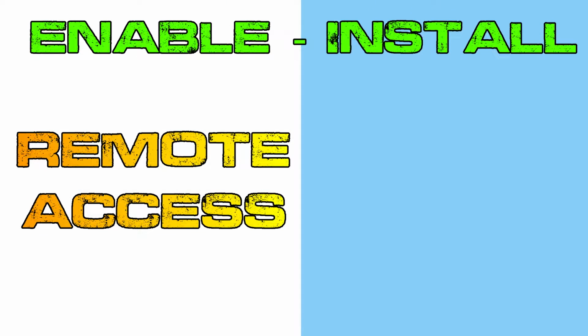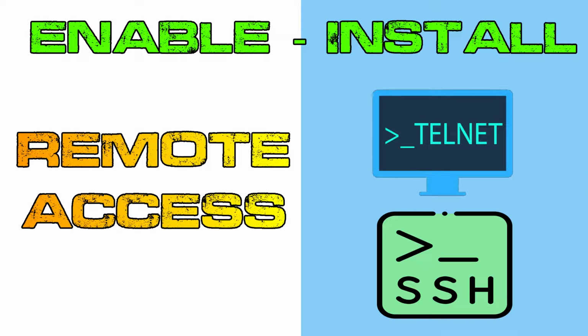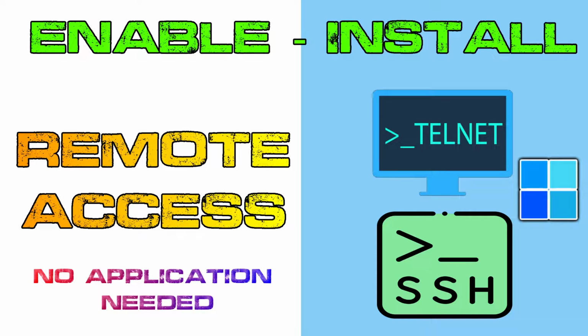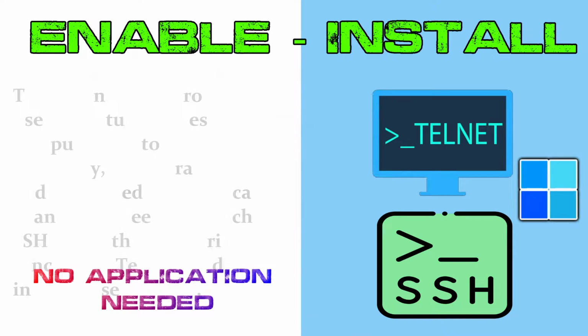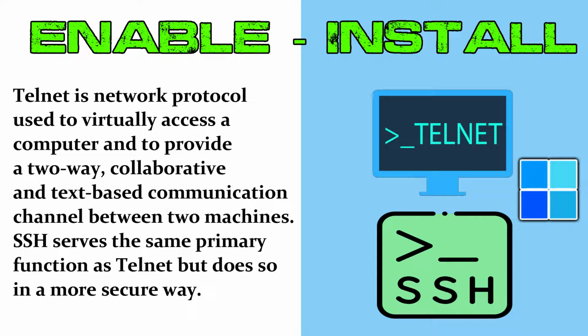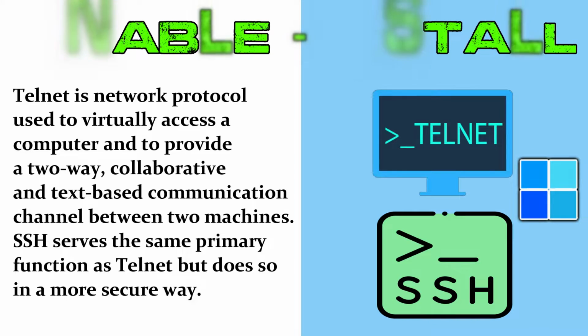Today, I will show you how to enable Telnet and SSH on Windows 11 without any third-party application needed. This is also applicable to any other Windows operating system. Telnet is a network protocol used to virtually access a computer and to provide a two-way, collaborative and text-based communication channel between two machines. SSH serves the same primary function as Telnet but does so in a more secure way.